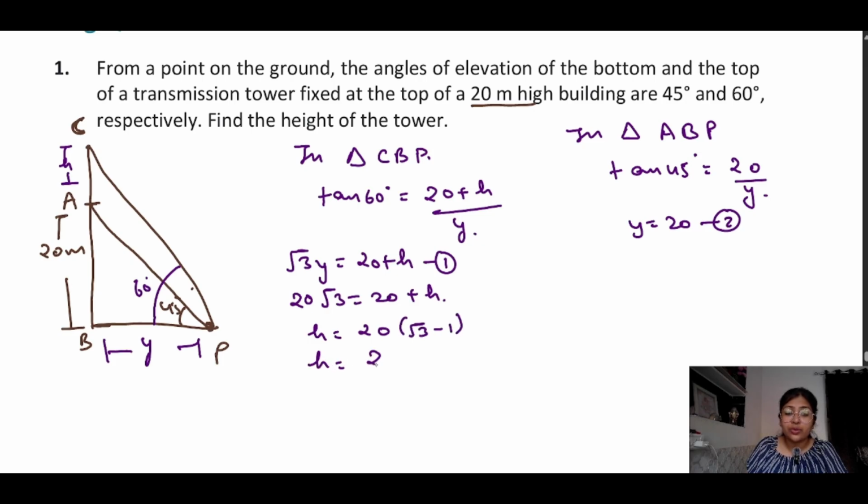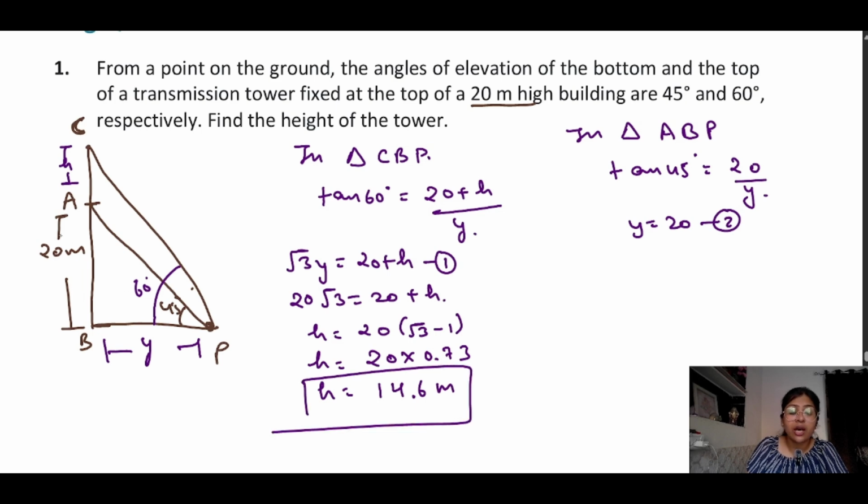So h is equals to 20 into 0.73, that is 14.6, with one decimal place because the 10 is cancelled. So it is 14.6 meters. This is the height of the transmission tower, which is fixed on a 20-meter high building. The question is clear to you? Okay, now move to the next question.